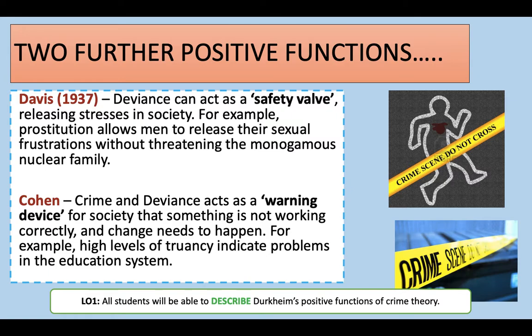his family. Cohen claimed that crime and deviance act as a warning device for society that something is not working correctly and change needs to happen. For example, high levels of truancy indicate problems in the education system, especially if it's from a particular group of people who are bunking, for example.